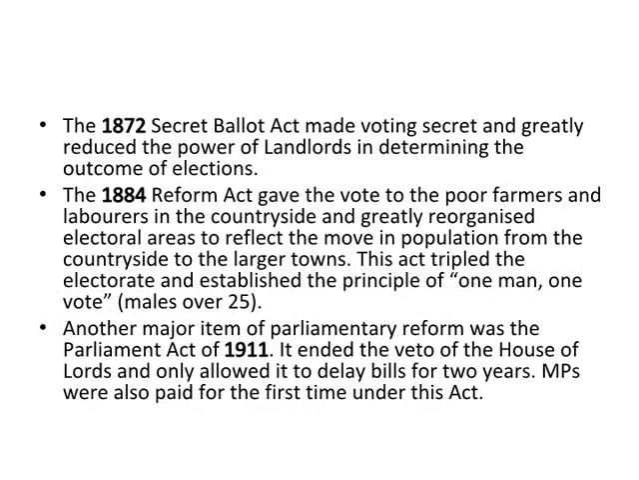The 1872 Secret Ballot Act made voting secret and greatly reduced the power of landlords in determining the outcome of elections. The 1884 Reform Act gave the vote to the poor farmers and laborers in the countryside and greatly reorganized electoral areas to reflect the move in population from the countryside to the larger towns. This act tripled the electorate and established the principle of one man, one vote, males over 25.